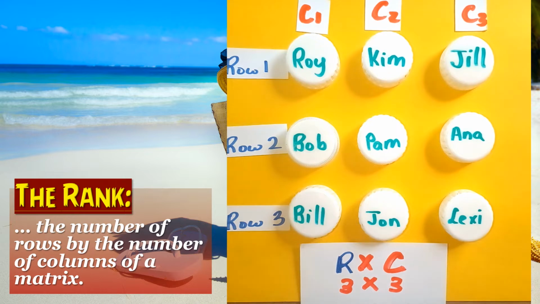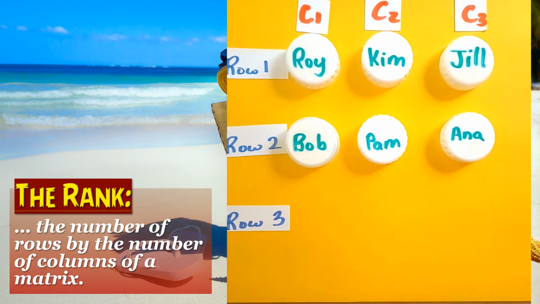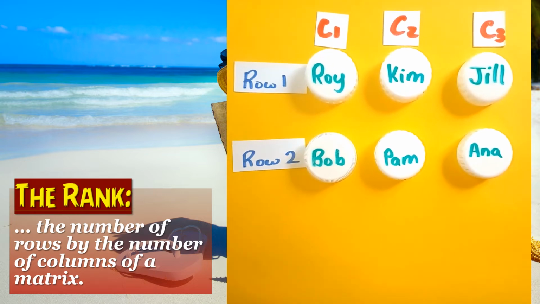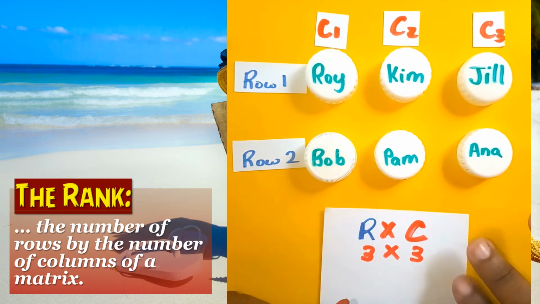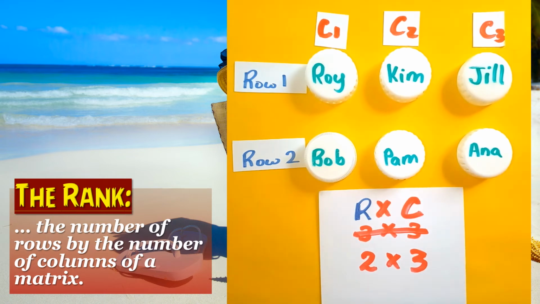Let's play around with it. Let's say that I'm going to take off the last row. So now my matrix has 2 rows and 3 columns. So in this case, the order of my matrix will no longer be a 3 by 3, but 2 rows by 3 columns. So it will be a 2 by 3 matrix.